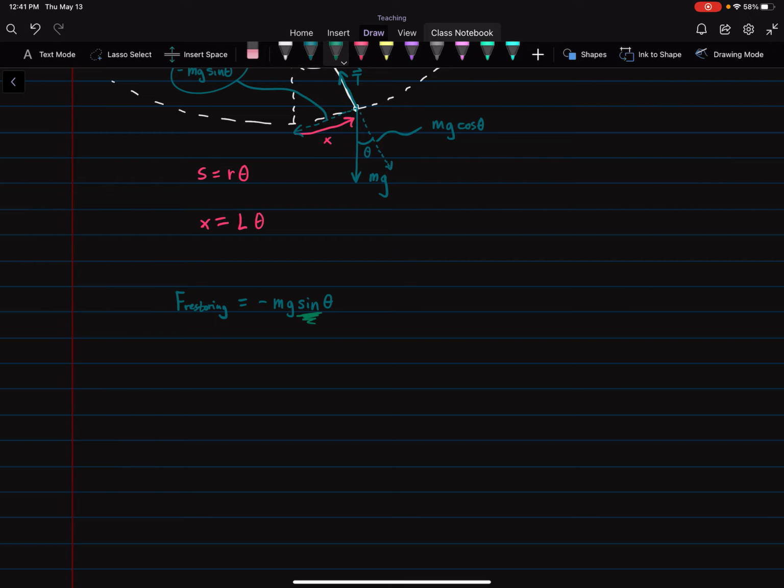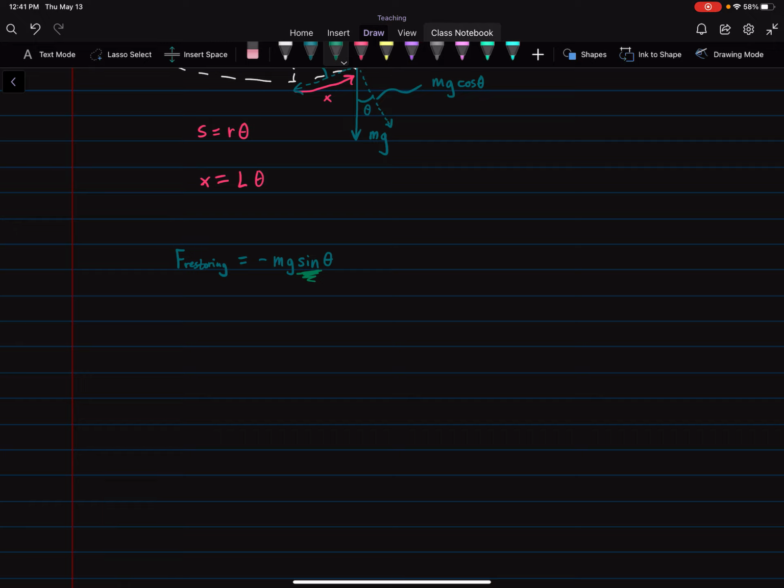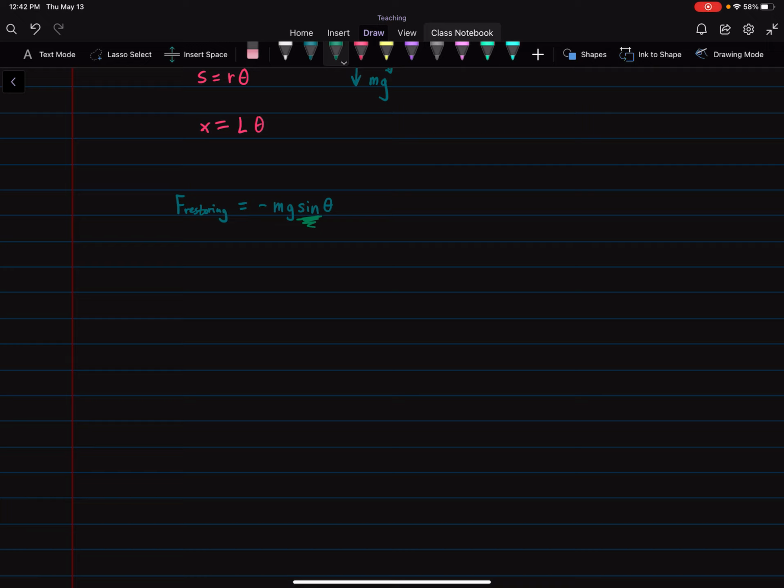So what are you saying, Joel? That this isn't simple harmonic motion? This idealized model that you brought up specifically for this section isn't simple harmonic motion? Well, there's something called a small angle approximation for sine theta, where for small theta, sine theta is about equal to theta.